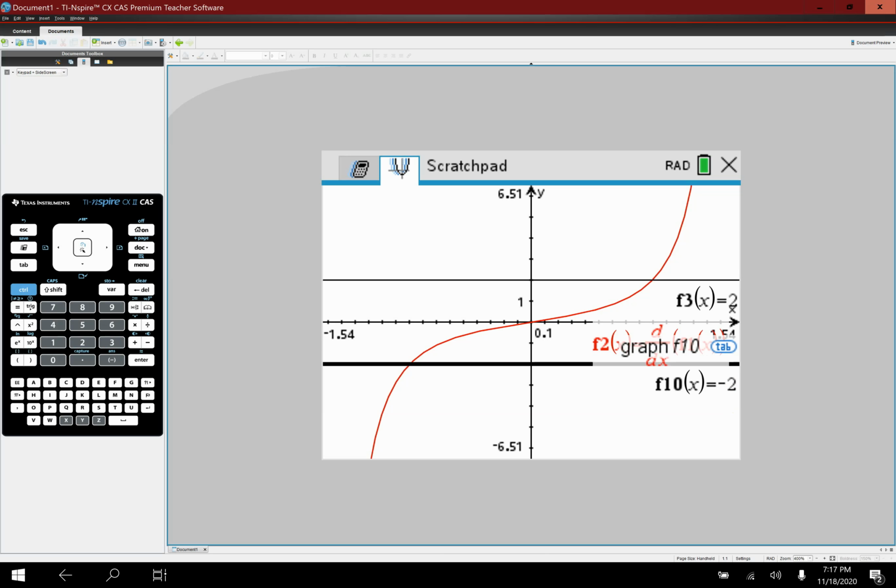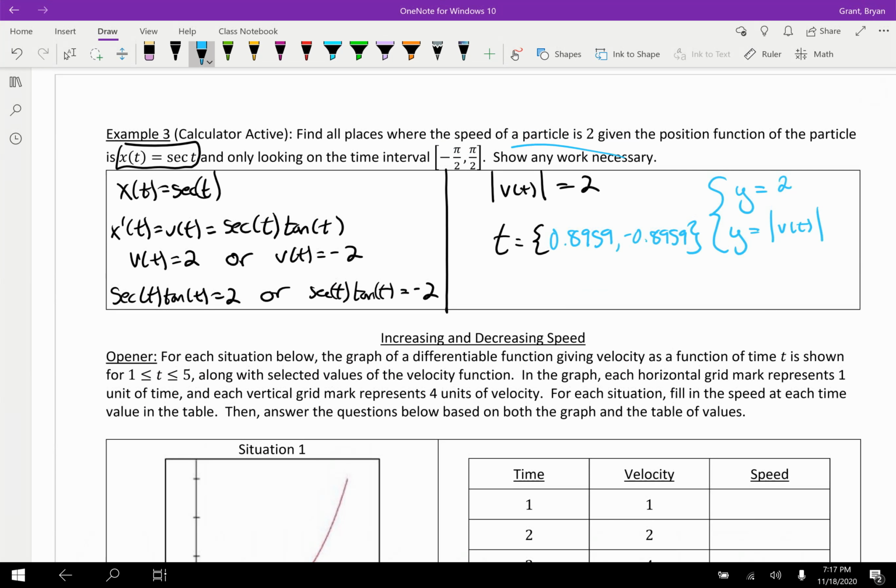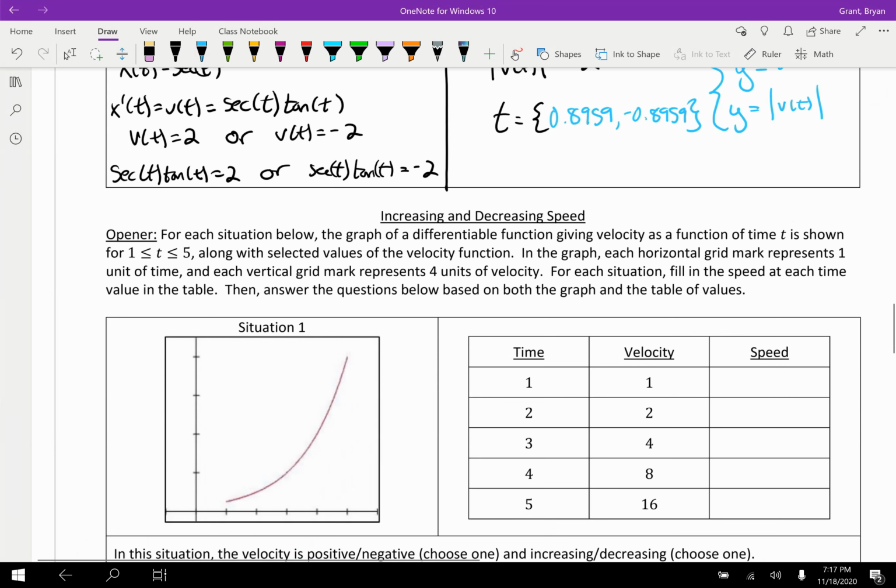So the easiest way to solve one of these speed equations, to me, is set up the absolute value of velocity, but there are other ways to do it. Last part of today. This part's quick.